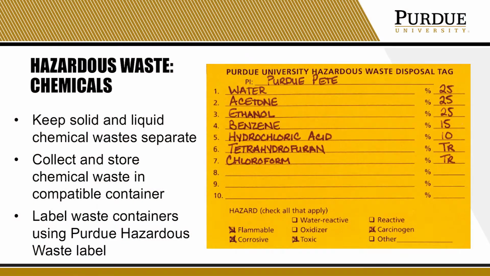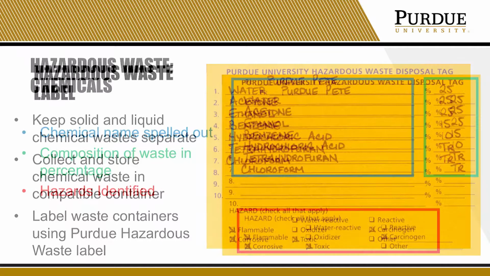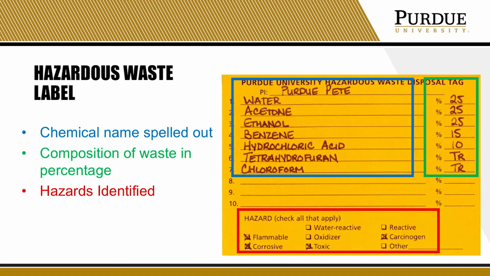What do we ask for when we come to pick it up? Keep the solid and liquid separate. Put it in a container that's compatible with the chemicals. And use a Purdue hazardous waste label. And I'll talk some more about that. So spell out the chemical name. Give us an approximation of the percentage of the waste in the container, and then identify the hazards. So fairly straightforward.